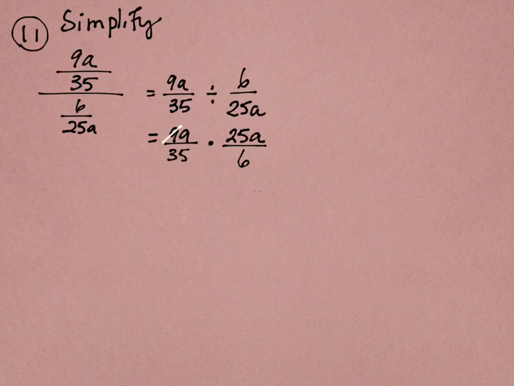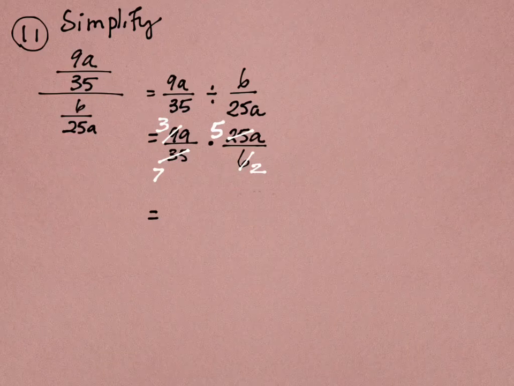I can say, okay, 9 divided by 3 is 3, and 6 divided by 3 is 2, so I can mark those down there. You can do the same thing on the other diagonal. I have the 35 and I have the 25a. What will those both divide by? 5, right. So 35 divided by 5 is 7, 25 divided by 5 is 5. So those are my individual pieces.